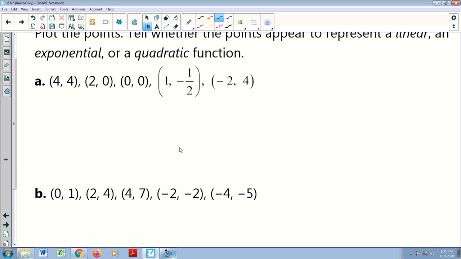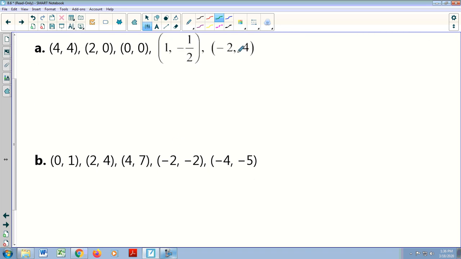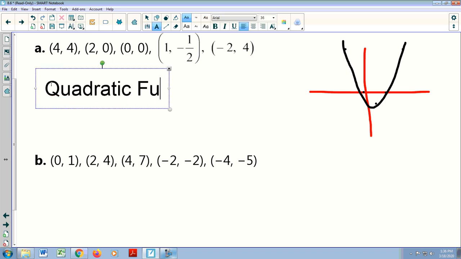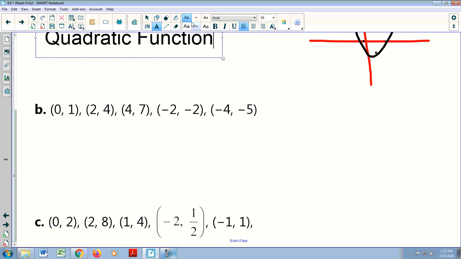So the first way we're going to do it is we're going to decide, do these 5 data points represent quadratic, linear, or exponential? So all I'm going to do is quick make a sketch of what it looks like. I'm going to change colors, make it a little bit easier. Approximately right there. 2, 0, 0, 0, 1, negative 1 half, negative 2, 4. So if I look here, that's a U-shaped curve. So that tells me I know this is a quadratic function. That's all I'm asking. We're not asking for an equation or anything like that today.